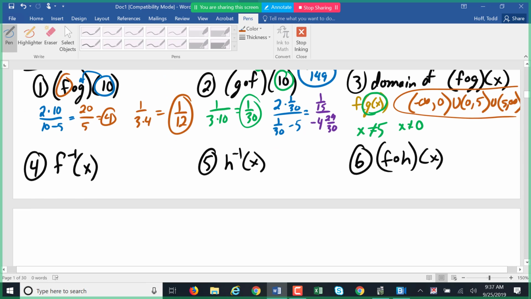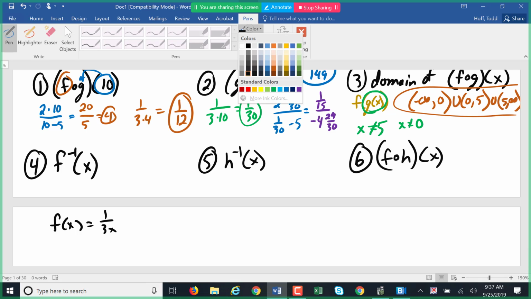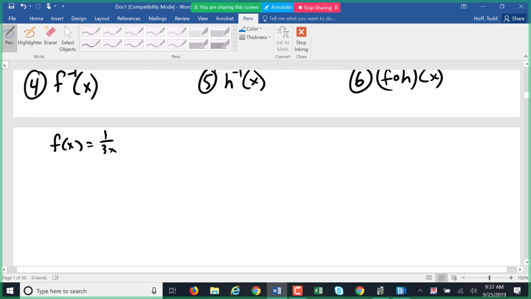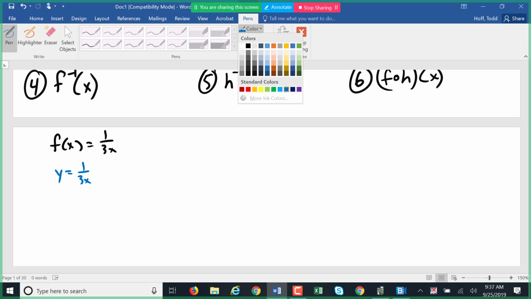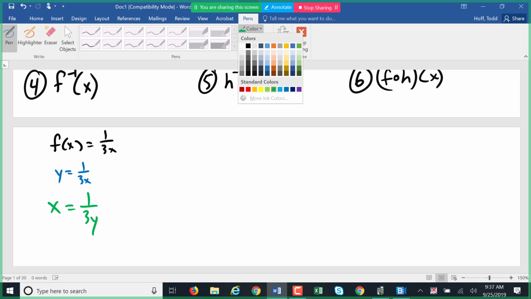We're asked to find the inverse of F of X. So F of X equals 1 over 3X. To do an inverse, remember, we put Y in for F of X, and then we exchange X and Y. So this becomes X equals 1 over 3Y. And now we have to solve it for Y.